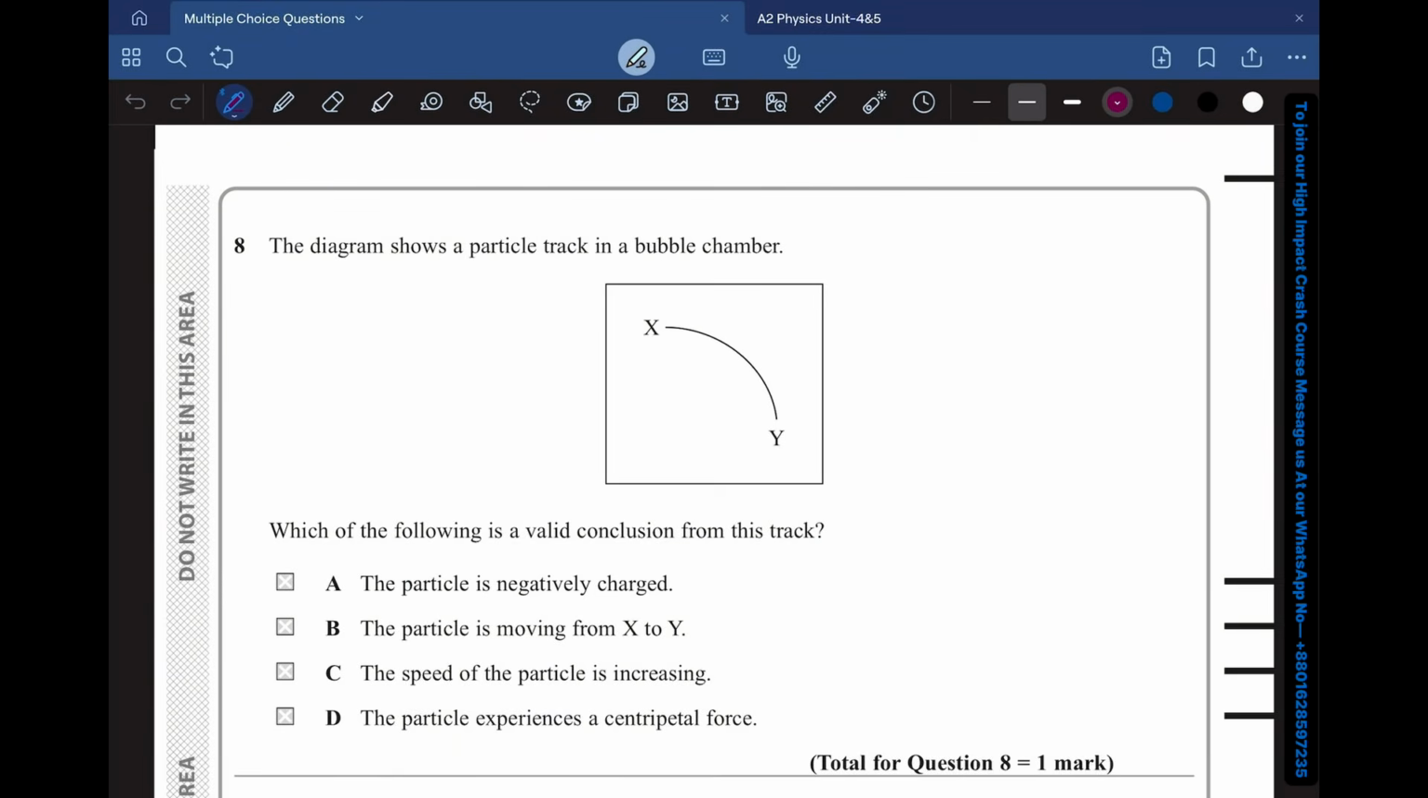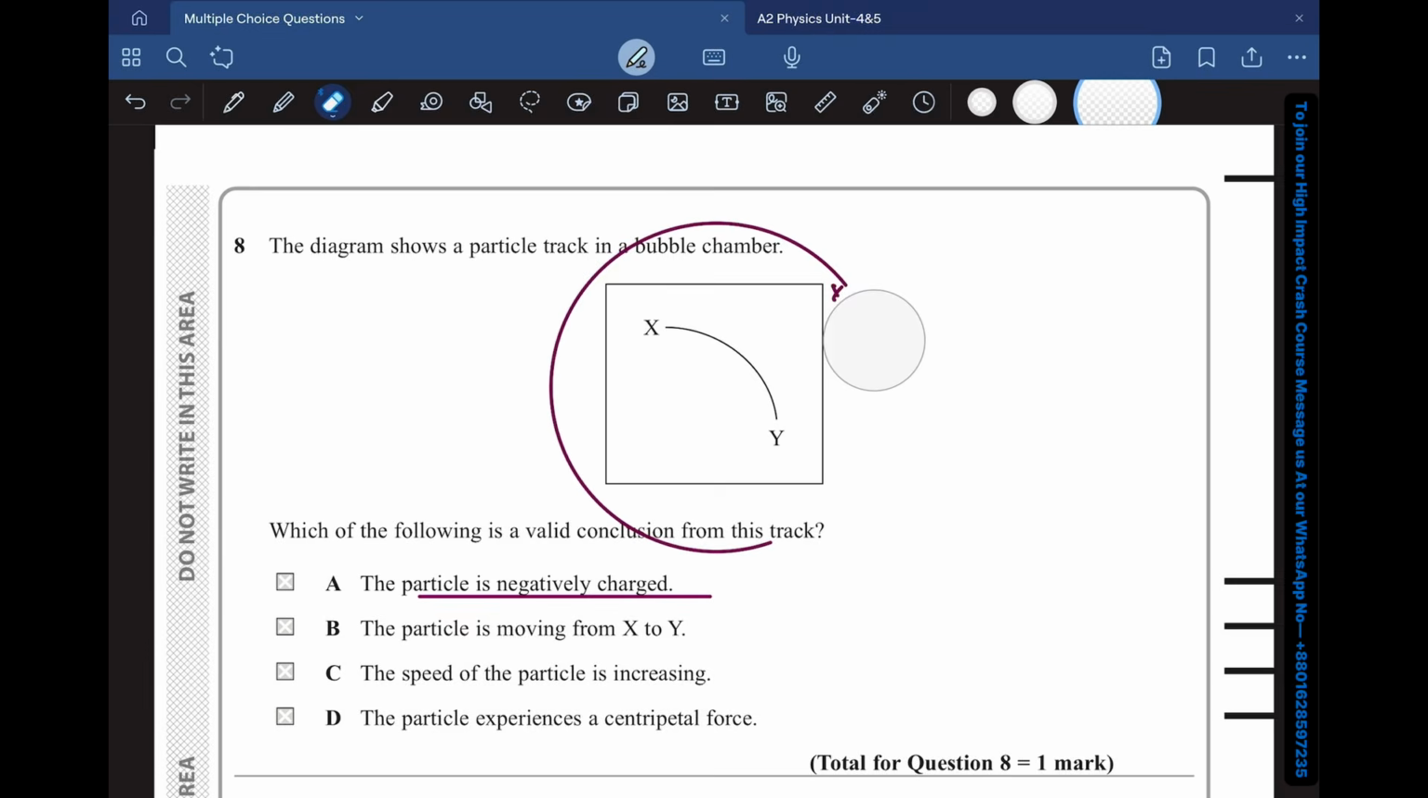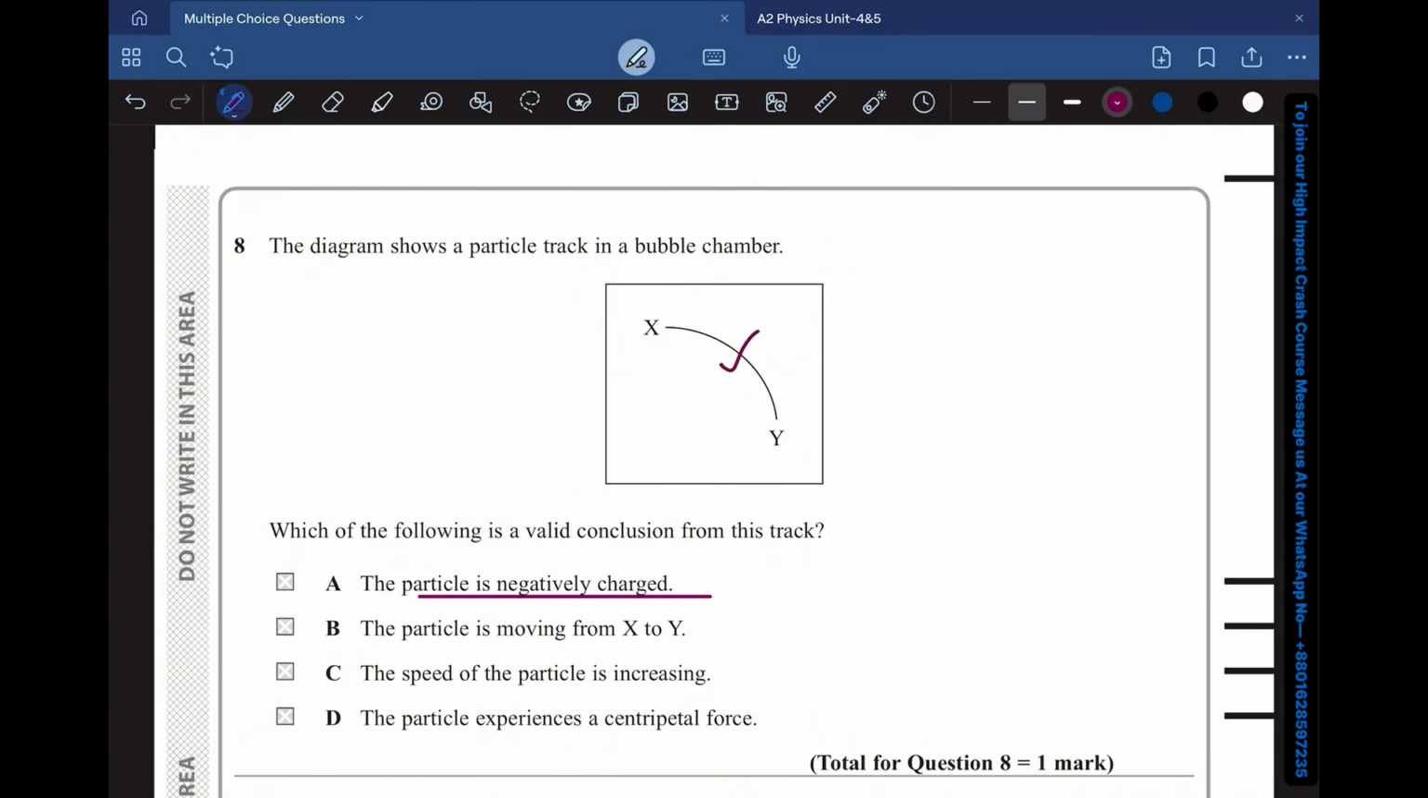The diagram shows a particle track in a bubble chamber. Which of the following is a valid conclusion from this track? The first one says the particle is negatively charged. Now to decide whether a particle is negatively or positively charged, we have to know the positive side and the negative side of the particle track. Here they haven't given us which is the positive side and which is the negative side, so we cannot assign whether this track is negatively or positively charged.